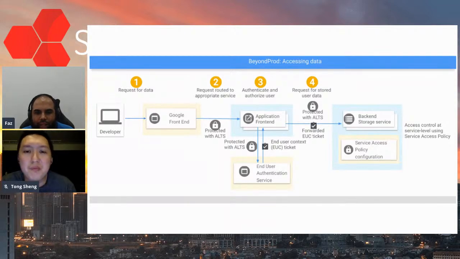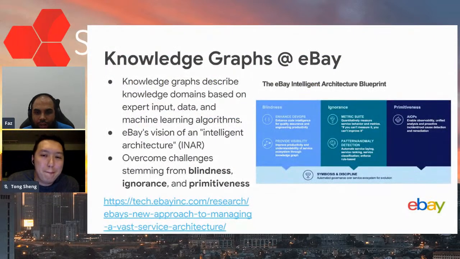at a higher level. Next up is knowledge graphs. And eBay has been working on something known as an intelligent architecture as part of reining in all their multiple applications and services internally in eBay. And the way they do this is by leveraging knowledge graphs. And knowledge graphs basically define and describe knowledge domains. And based on expert input data and machine learning algorithms, you are able to create this massive knowledge graph and then have nodes and edges which depict what exactly the node is about.